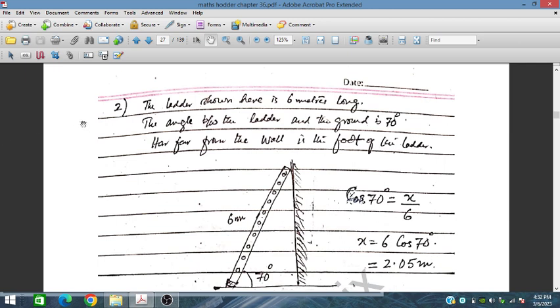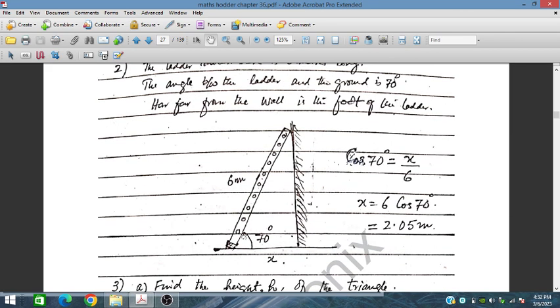This is question number 1. Part 2: the ladder shown is 6 meters long. The angle between the ladder and the ground is 70 degrees. How far from the wall is the foot of the ladder?